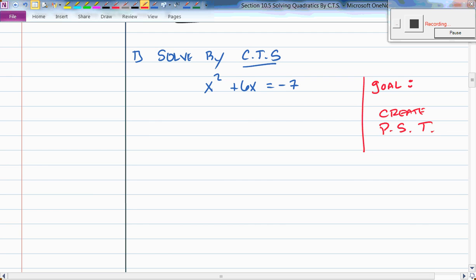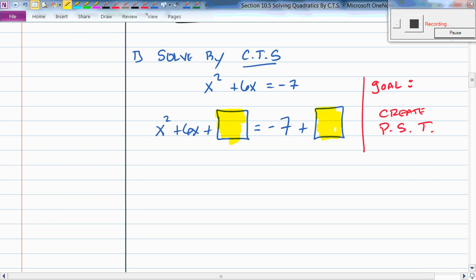Good. Awesome. So we're going to write down x squared plus 6x. Then I want you to leave a space for a box. On the other side, I'm going to have a negative 7 plus a space for the box. You have to add the same thing to both sides to keep the equation balanced. So we're going to add the same thing to both sides.